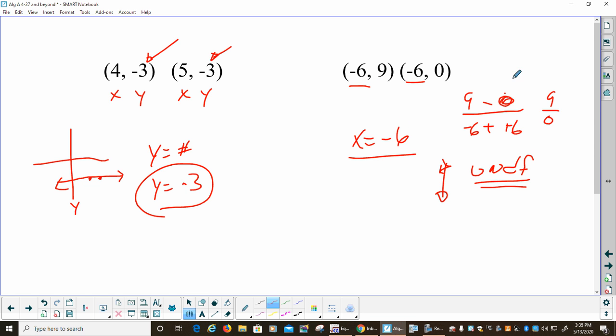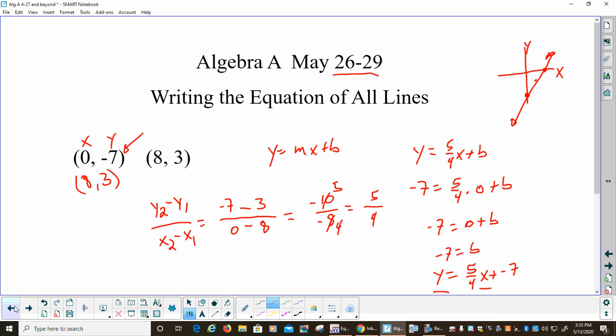But again, you don't have to go through all that work. If you just recognize when the x's are the same, it's x equals some number. When the y's are the same, it's just y equals some number. Now just to go back, don't forget you still have this type of problem with this type of answer. Otherwise, that's all you guys need to know for this week.